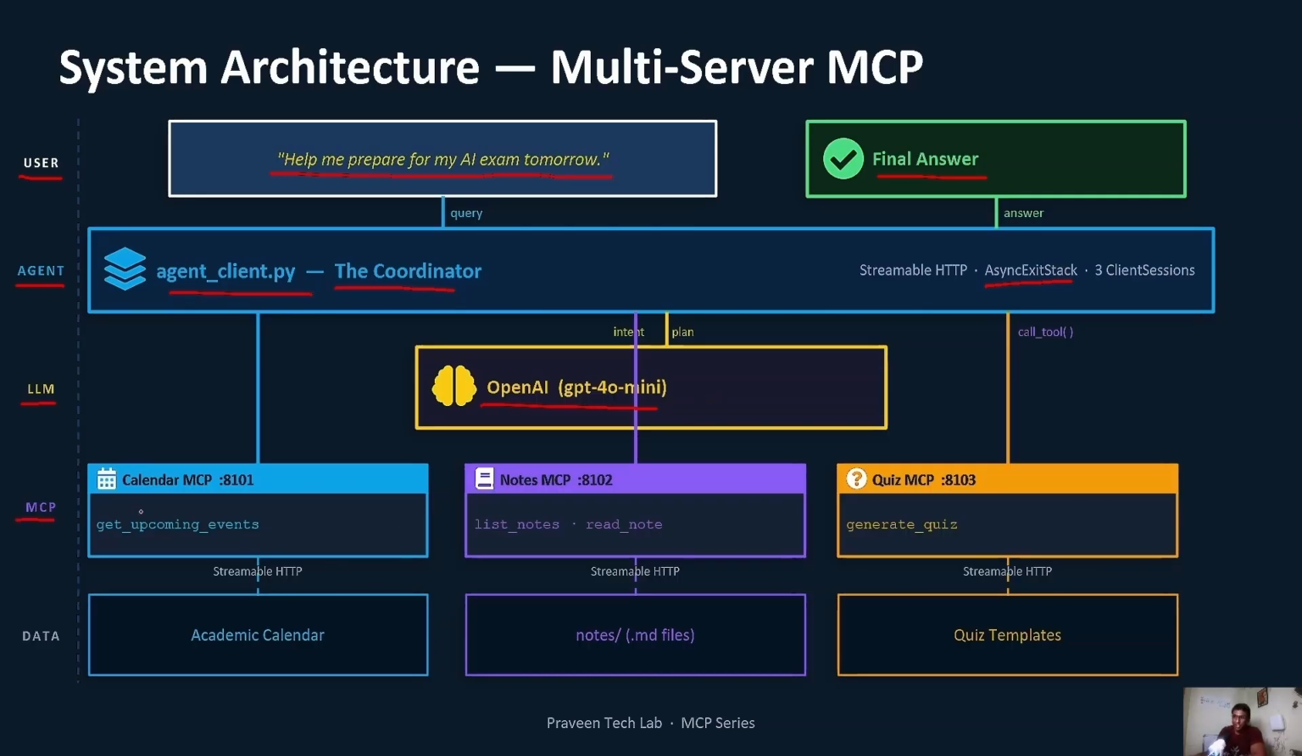MCP layer. Three independent servers, each running on its own port. The agent calls each server over streamable HTTP using call_tool. Each server owns exactly one responsibility: calendar data, note reading, quiz generation. None of them knows the other exists. Next, data layer. At the bottom is the actual data each server reads: the academic calendar events, the markdown files in the notes folder, and quiz templates.